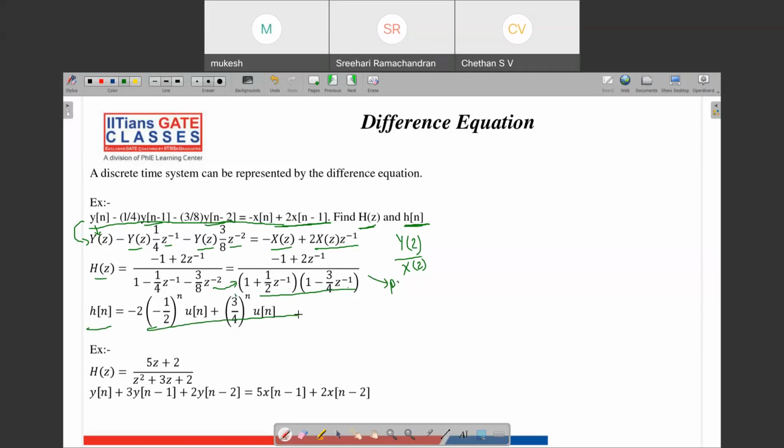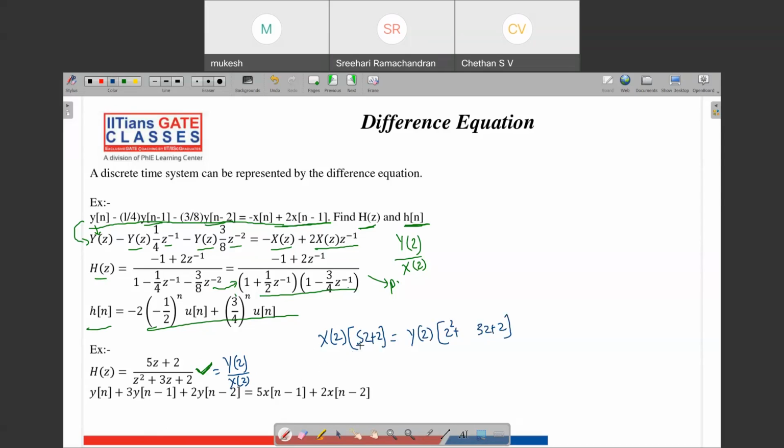Now there is just an opposite way to give the problem. In the opposite way, you have been given the H of z, and you need to find out what is the difference equation. Let's say this is H of z, and it is given in this formula. You can write it as Y of z over X of z, and then do this multiplication: X of z multiplied by (5z plus 2) is equal to Y of z multiplied by (z square plus 3z plus 2).